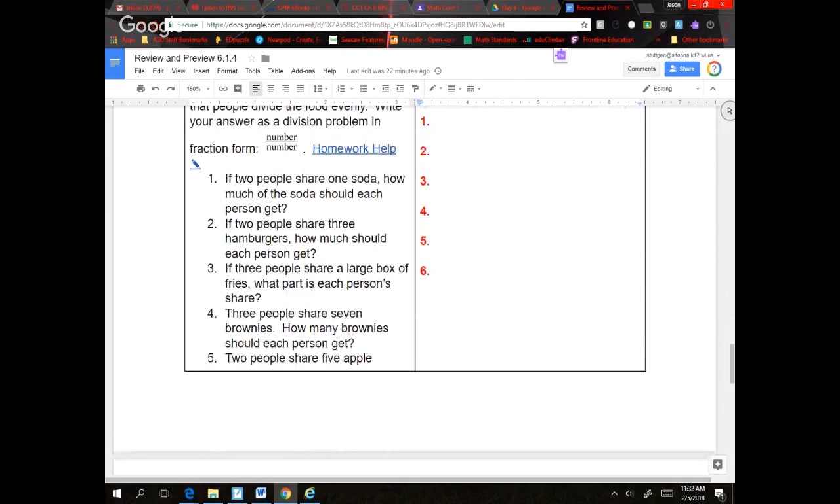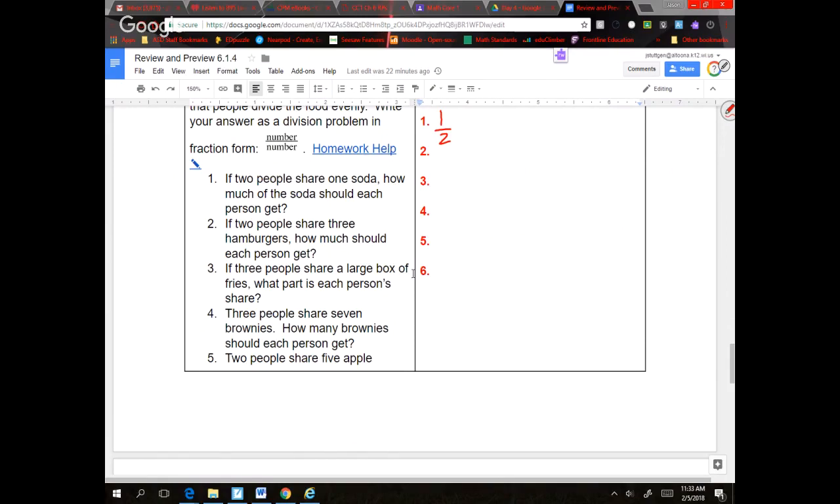Next problem. This one, all you had to do, there's nothing to solve. All you have to do is write that problem as a division problem. Or if you want, you can tell me the answer for each, and I'll tell you both. I'll tell you the division problem and the answer for each. The first one, okay, you have 1 soda. You're going to divide it with 2 people. There's your division problem, and that's actually your answer. Each person gets half a soda.